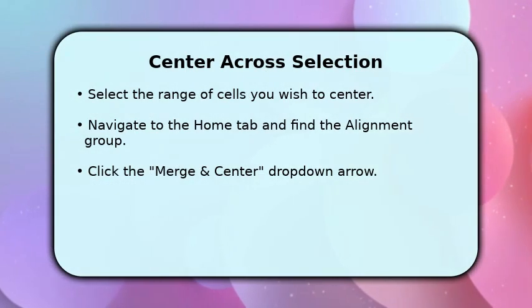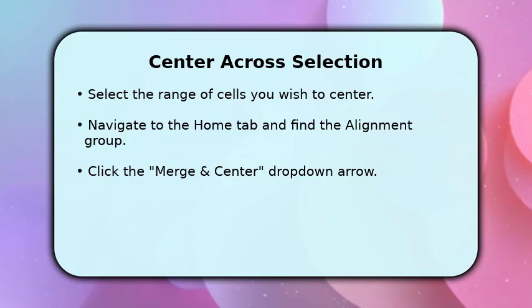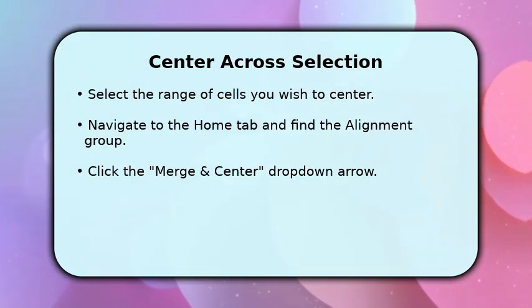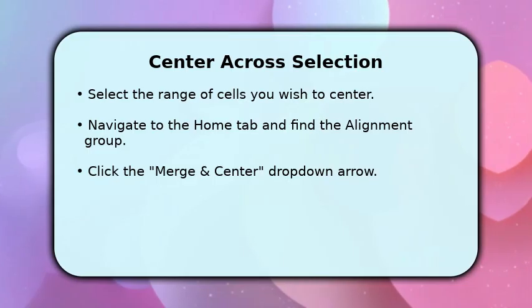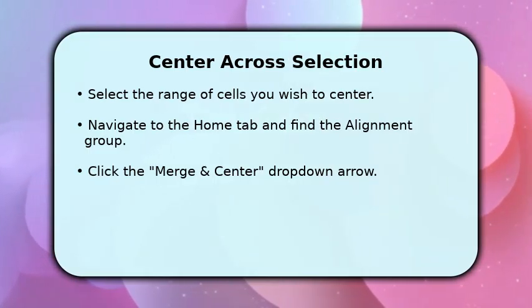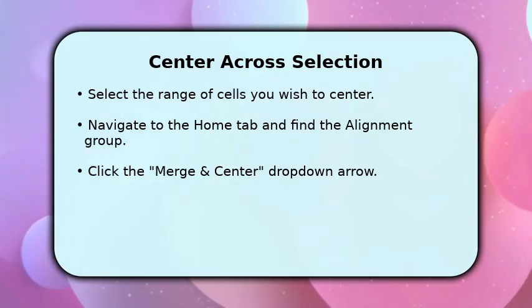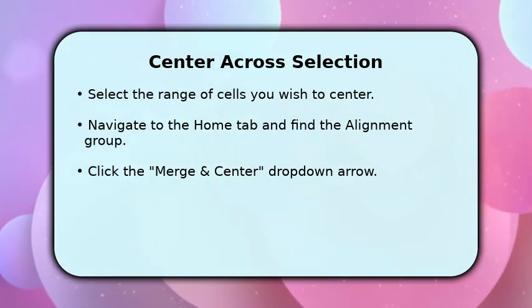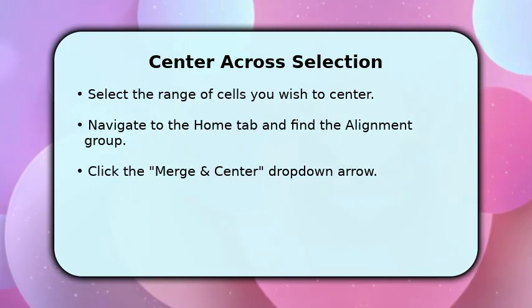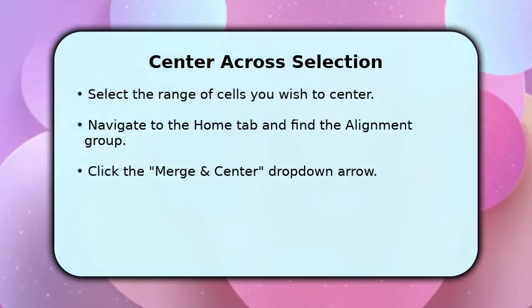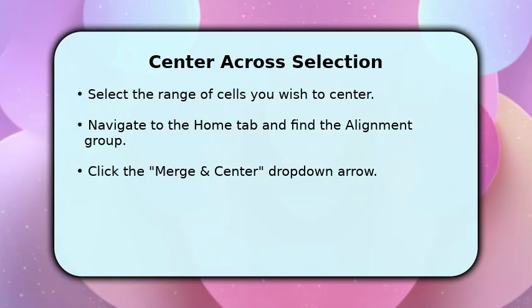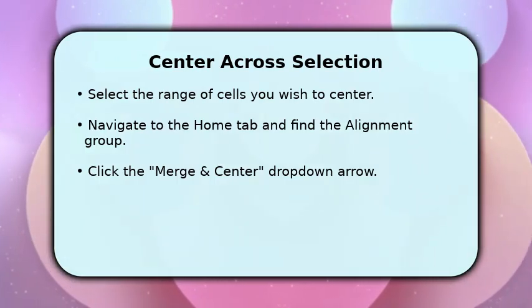Center across selection is a fantastic tool for headings that span multiple columns without actually merging the cells. This means your data structure remains intact, which is crucial for sorting and filtering. Simply select your desired range, go to the Home tab, click the drop-down next to Merge and Center, and choose Center Across Selection. It provides a polished appearance while maintaining full functionality.